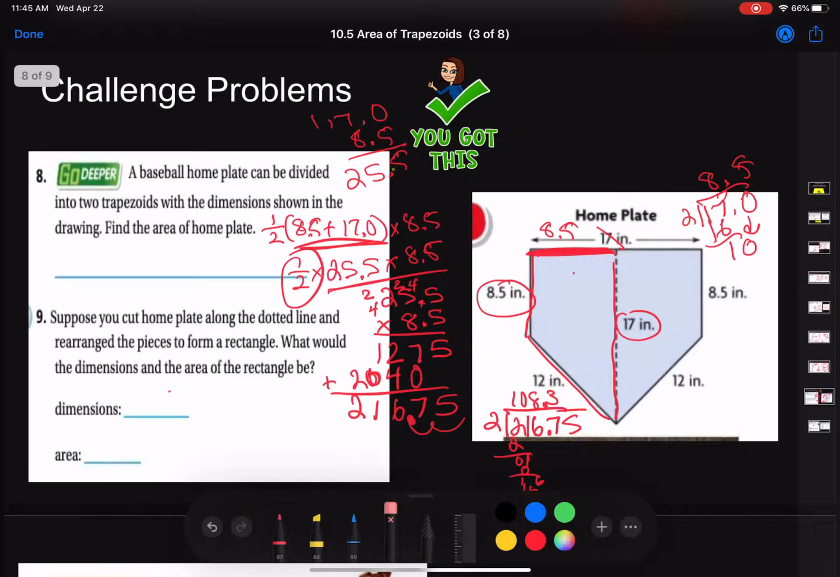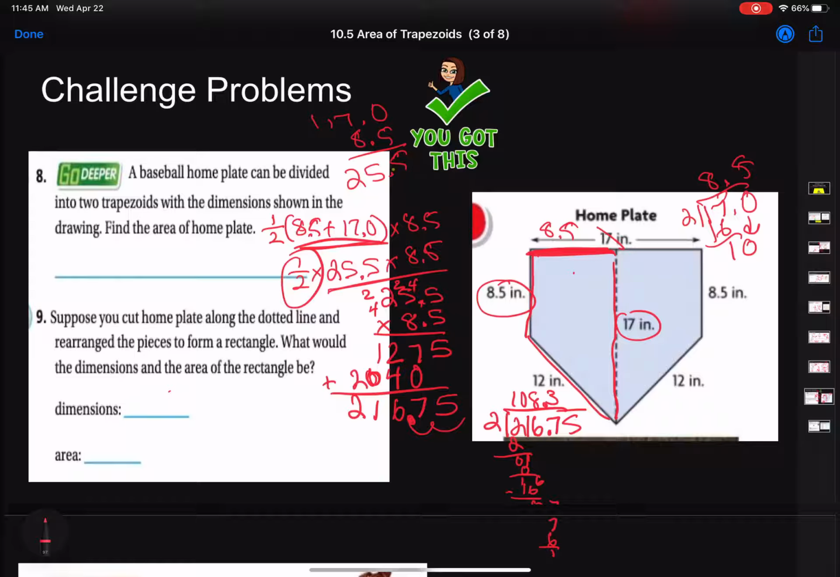Okay, so that's 6, 1, bring that 5 down. Now 2 goes into 15, 7 times, that's 14. Subtract, add a 0, and bring it down. Now 2 can go into 10 5 times. So that's actually going to be your answer for just one of these: 108 and 375 thousandths, which means that this one is also 108 and 375 thousandths.